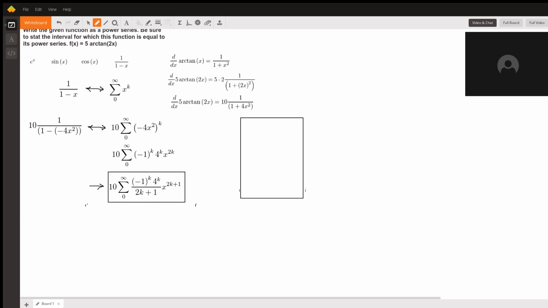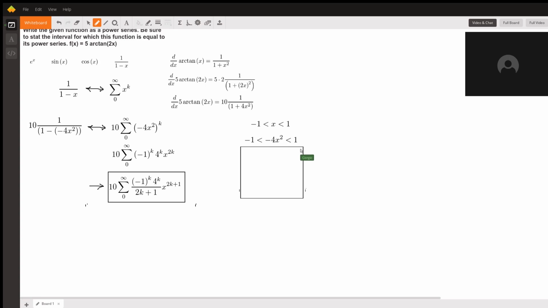So the last part of the problem wants us to state the interval for which this function is equal to its power series. So we know that the function 1 over 1 minus x converges between negative 1 and 1. So what we're going to do is similar to what we did before, and we're going to plug in the negative 4x squared for x here.